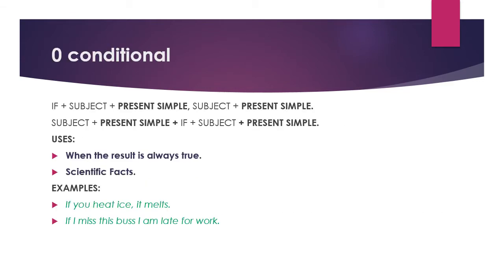Type 0 conditionals. We use the present simple in the if clause and in the main clause. Uses. When the result is always true and scientific facts. For example, if you heat ice, it melts. If I miss this bus, I am late for work.